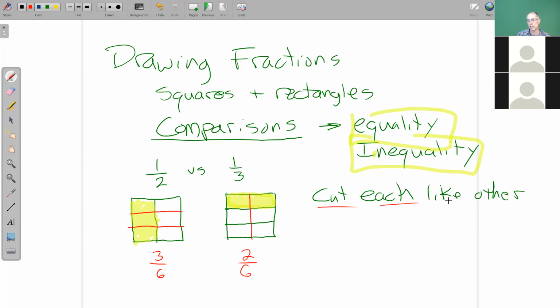So that cutting each like the other, especially if I go in opposite directions, allows me to more clearly talk about how they are alike and how they are different. And I can see, oh, check it out. 1/2 is definitely bigger, and I can be precise as to how much bigger it is now. I can say it's 1/6 bigger, okay? So we can take it just a step farther there.